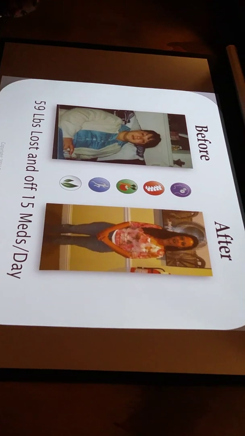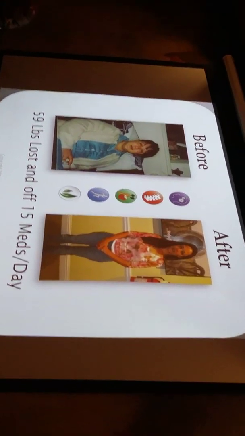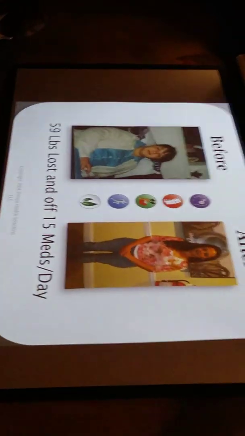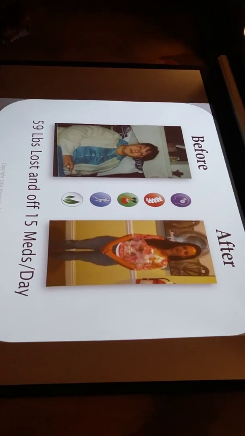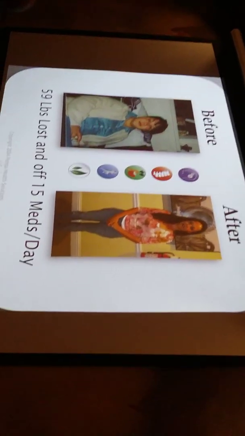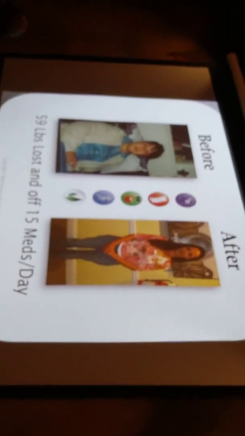Her thyroid panel came back normal. Her weight loss drastically changed just by changing the cervical curve and getting her thyroid functioning the way that it should. And she had no more digestive issues. So pretty cool.